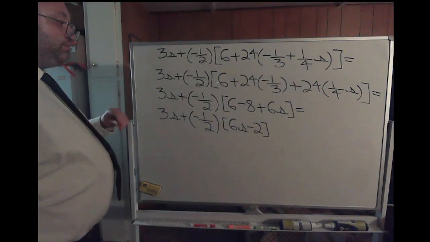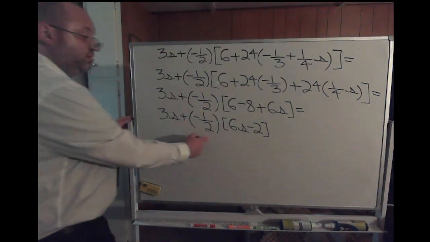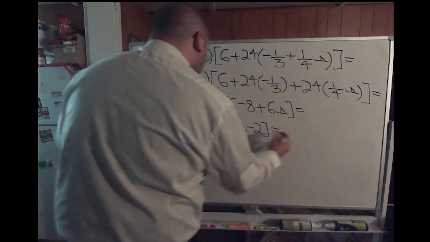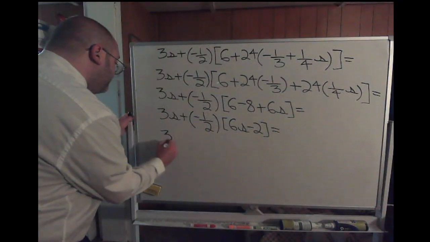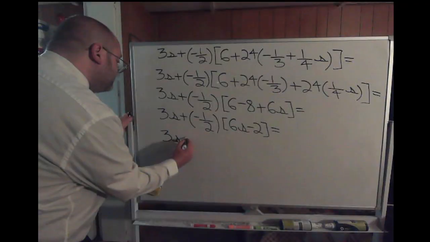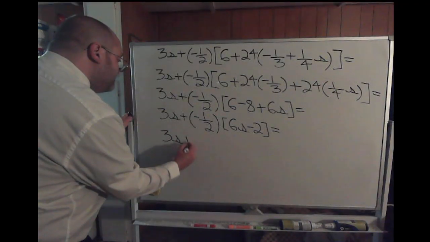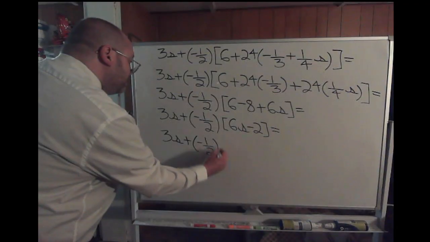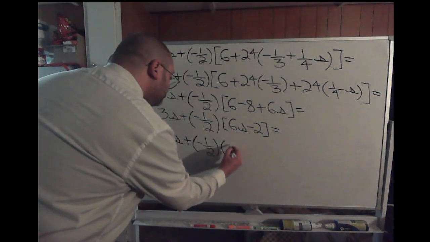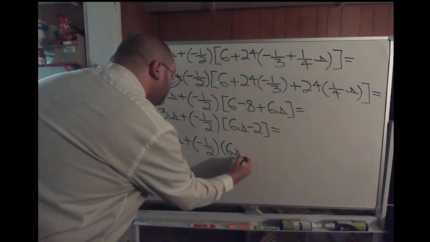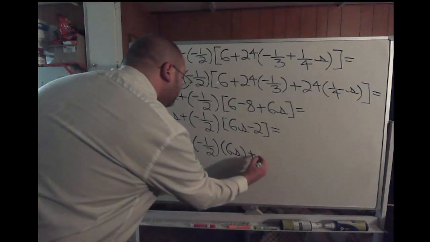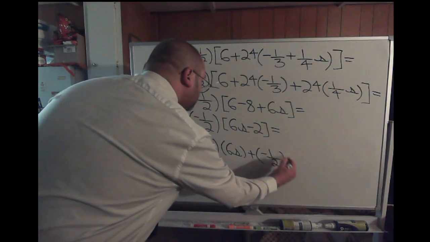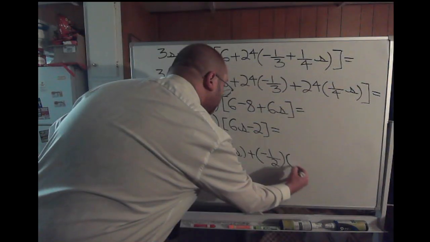Well, order of operations dictates we deal with our multiplication first, our distributive property. So we're going to have 3s still just hanging out outside all this. Plus you'll have that -1/2 times that 6s. Plus you'll have that -1/2 times the -2.